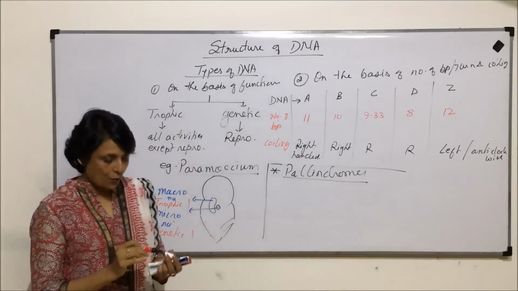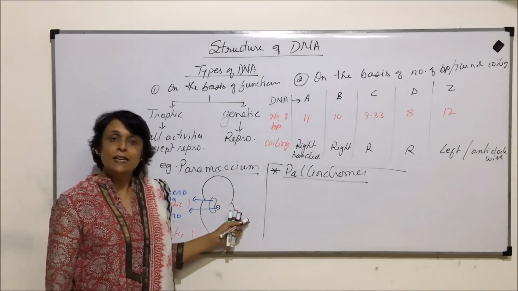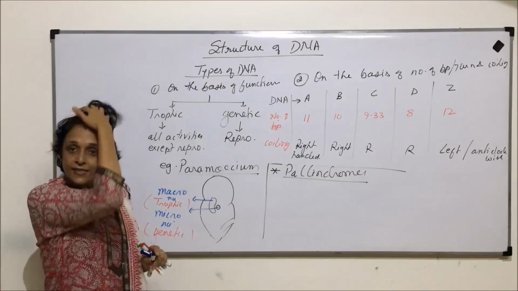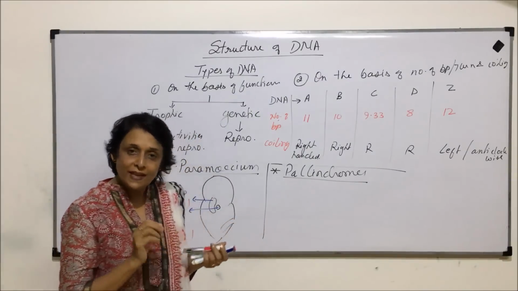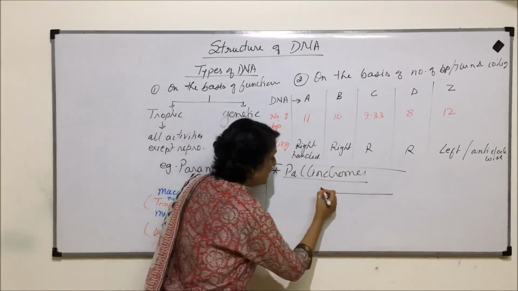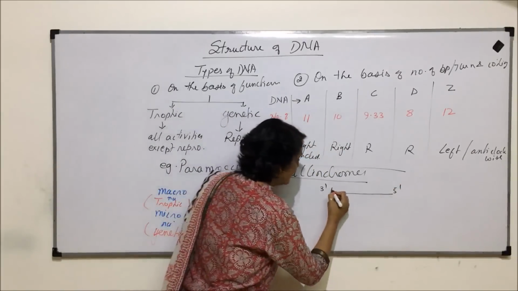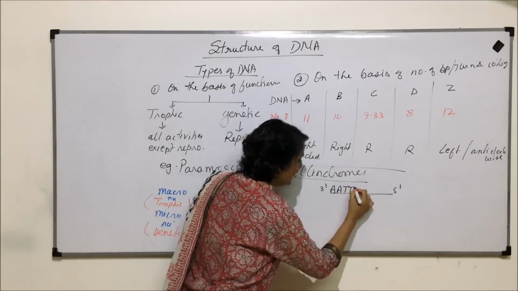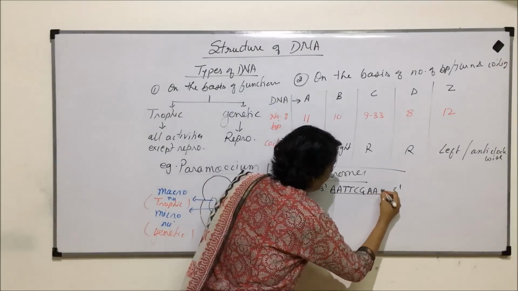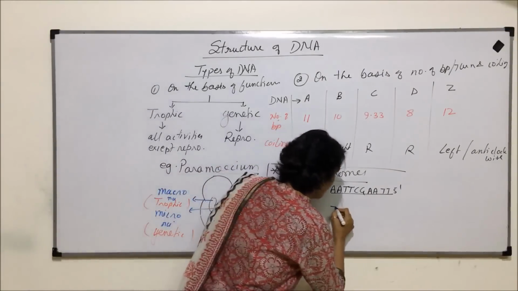Palindromes are sequences of nitrogen bases on the two strands of DNA which are read the same in the same direction. This is the definition. First we will draw a palindrome and then we'll see what exactly this definition means. This is one DNA strand, this is 3' and here is 5'. Say it has the sequence AA, TT, CG, AA, TT. What would be the sequence on the other strand?